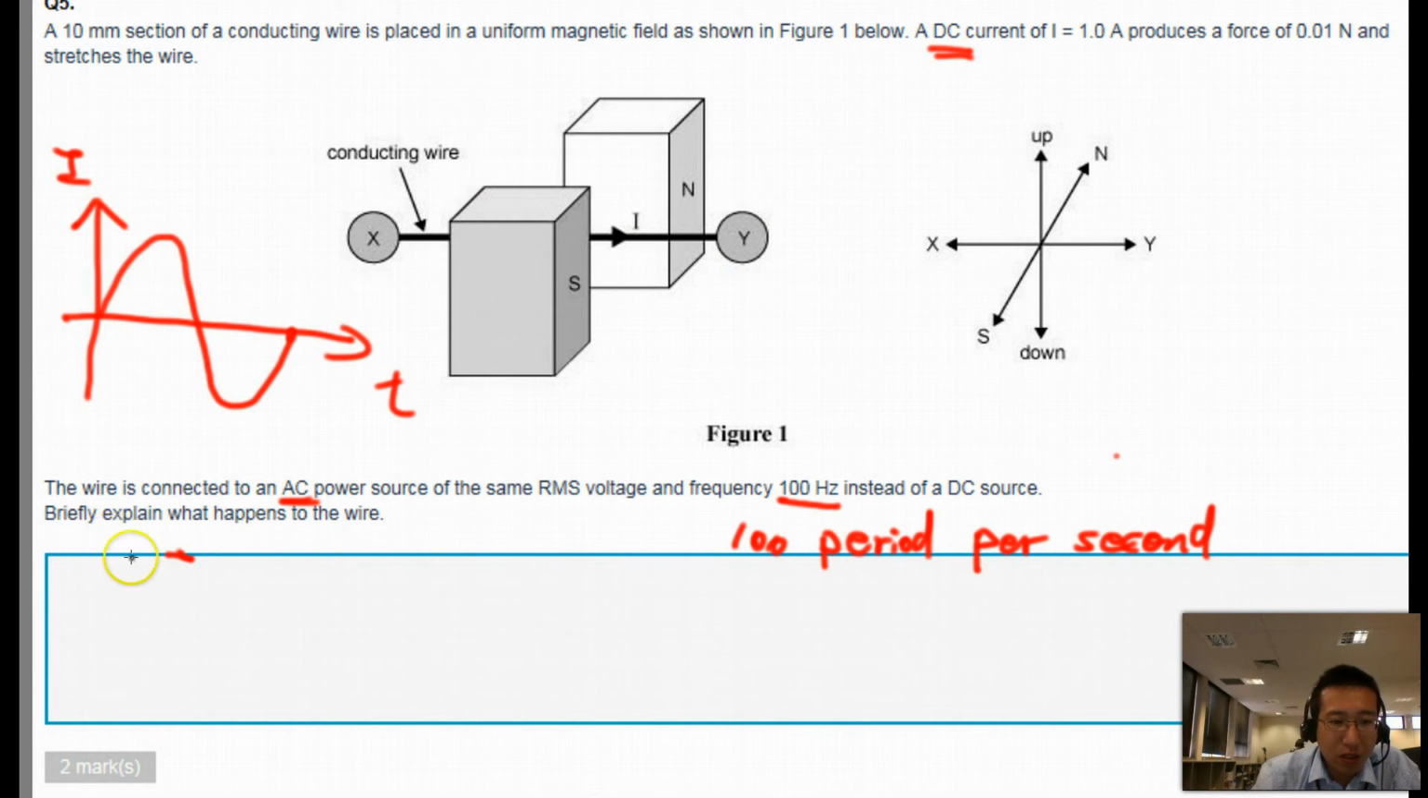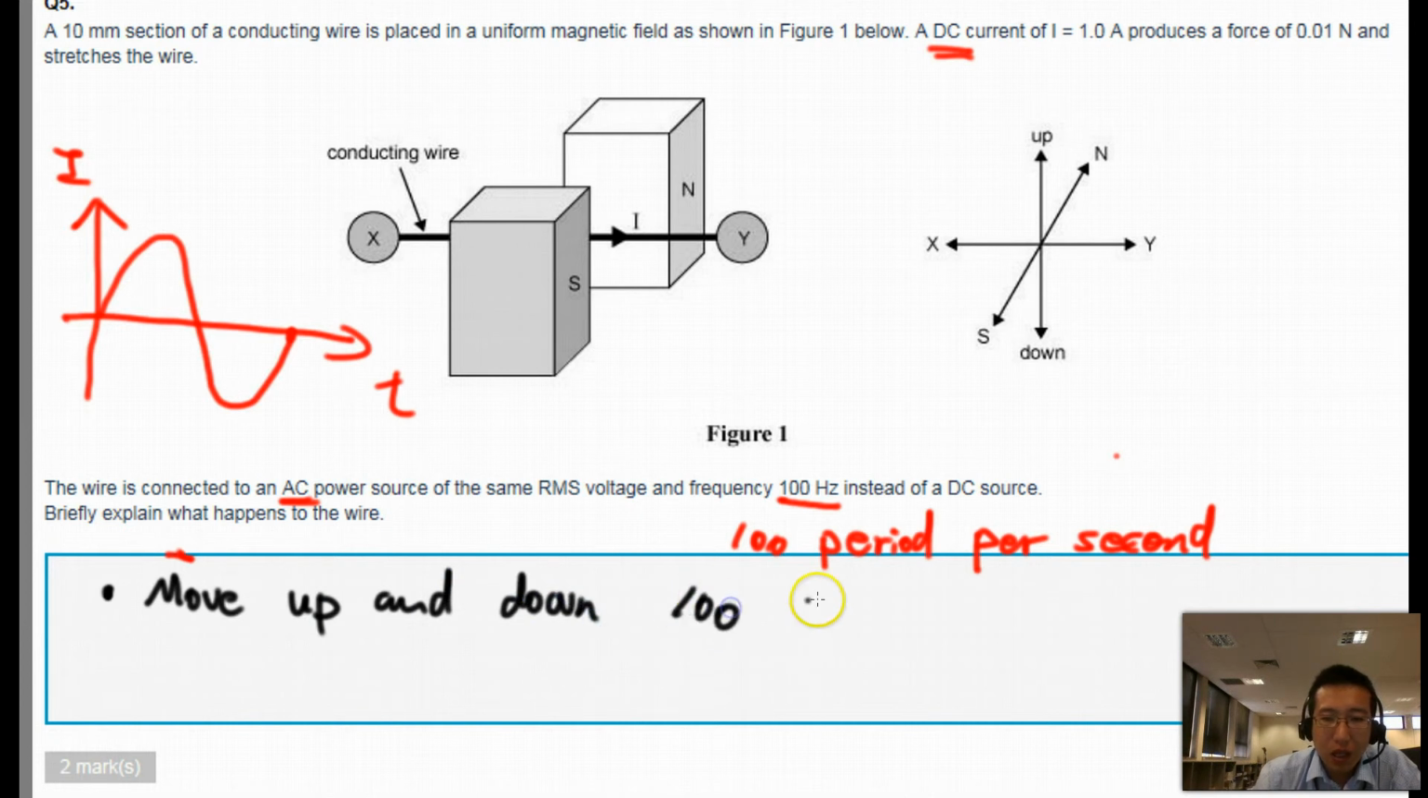So the question asks me to explain what happens to the wire. What we do is, it moves up and down 100 times per second.